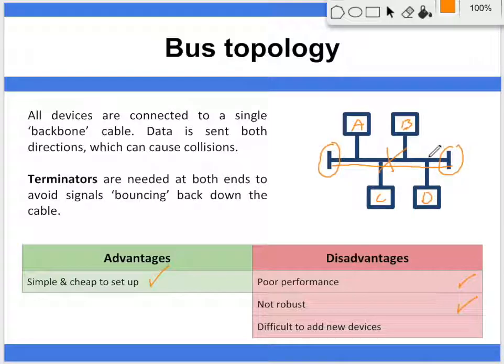They're not robust. If I cut the cable just here on a bus network, the whole thing is going to stop working, and it's difficult to add new devices really, because you have to break the cable and then you have to install, using something called a vampire tap, a new cable that comes off for them to install a new particular device to it.